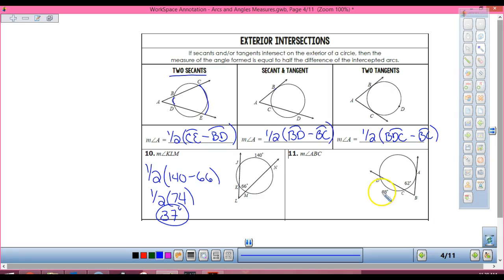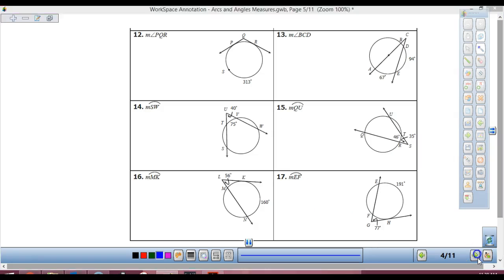Okay. In 11, if this is 88 and this is 62, what is this guy? 210? So I'm going 1/2 times 210 minus 62. 1/2 of 148 gives me 74.